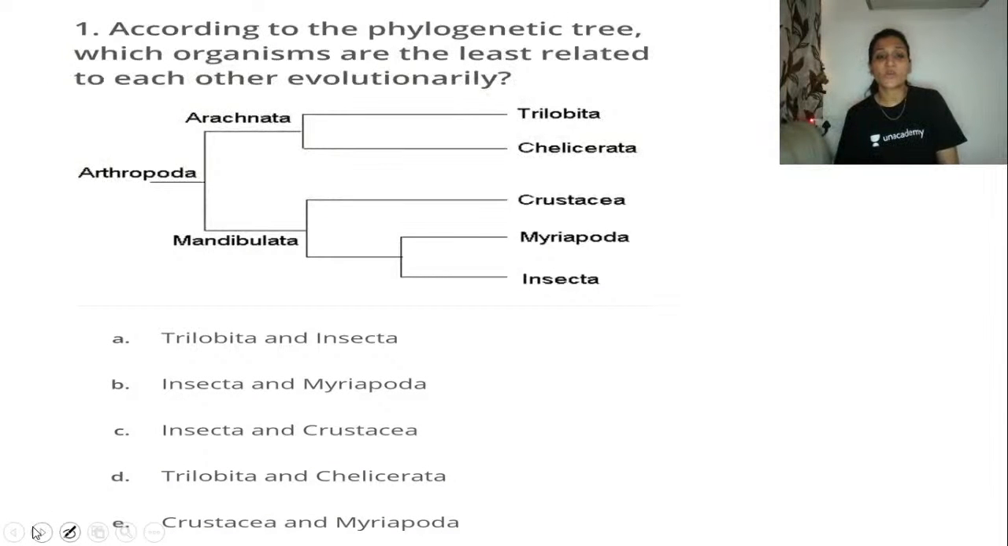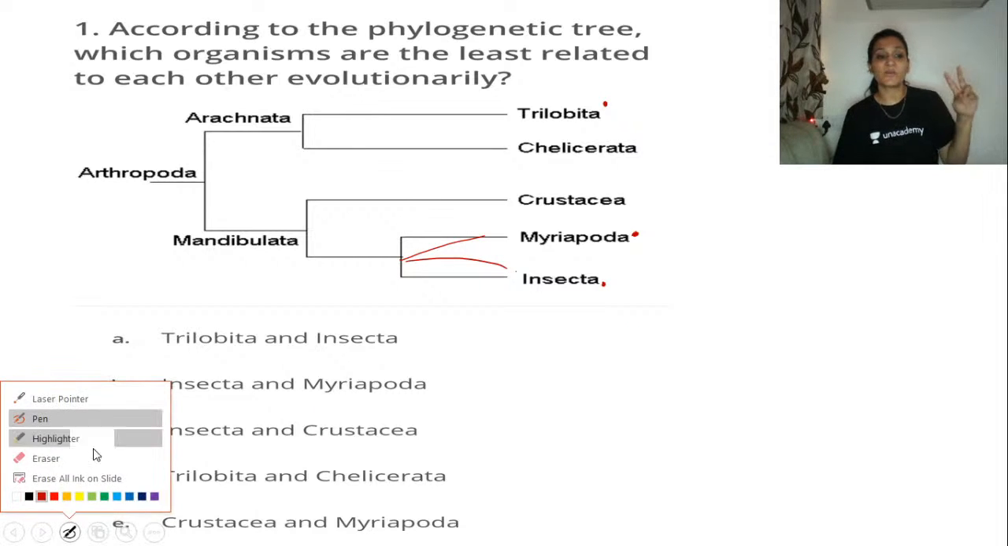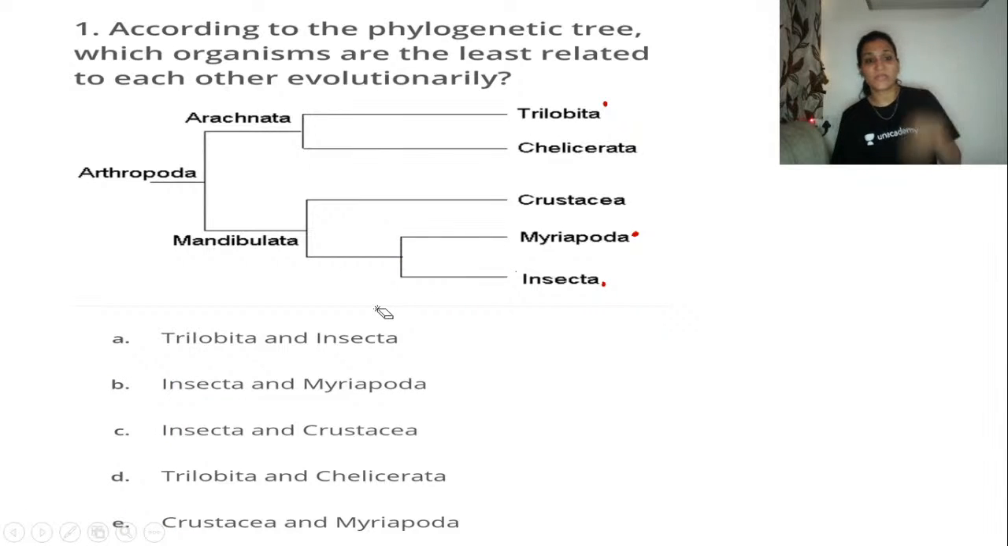Now another question: according to the phylogenetic tree, which organisms are least related to each other evolutionarily? Which ones are least related? So Trilobita and Insecta. Okay, they are saying Trilobita and Insecta. Then it is saying Insecta and Myriapoda. So they both are related, isn't it? If we would have drawn a line like this, a slanting line, they are coming in that V thing, right? What I was saying, that is coming from a common ancestor. So Insecta and Myriapoda, no way, not at all. Then Insecta and Crustacea.